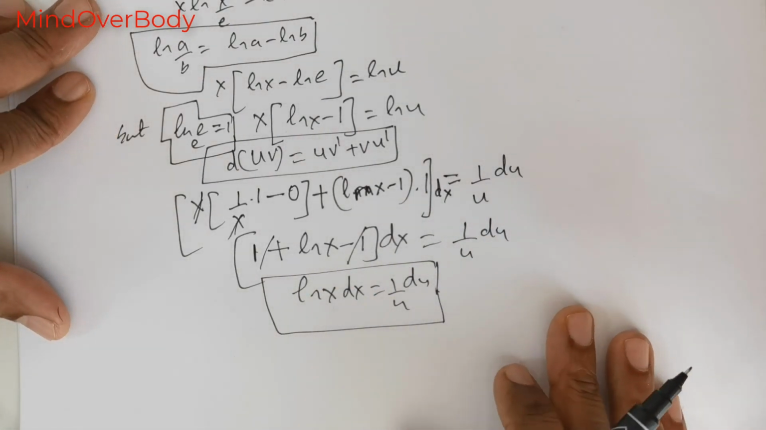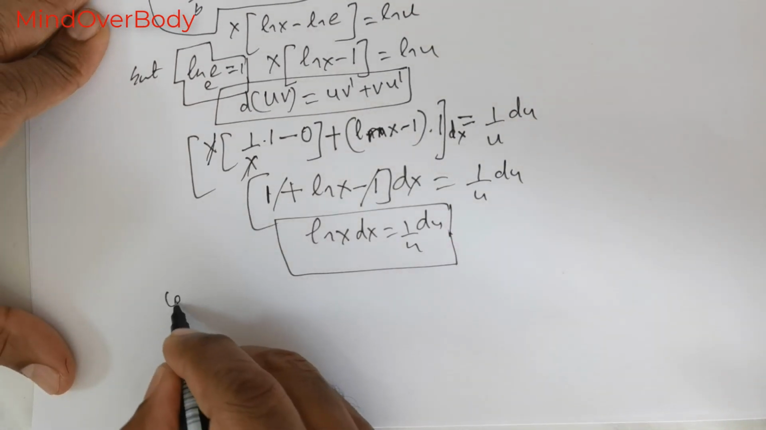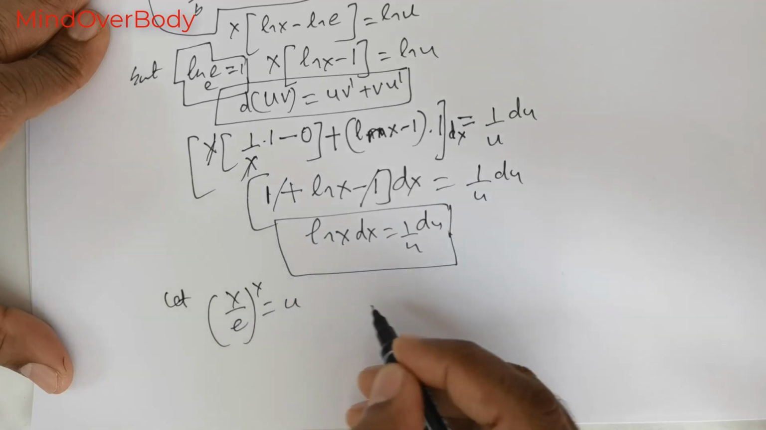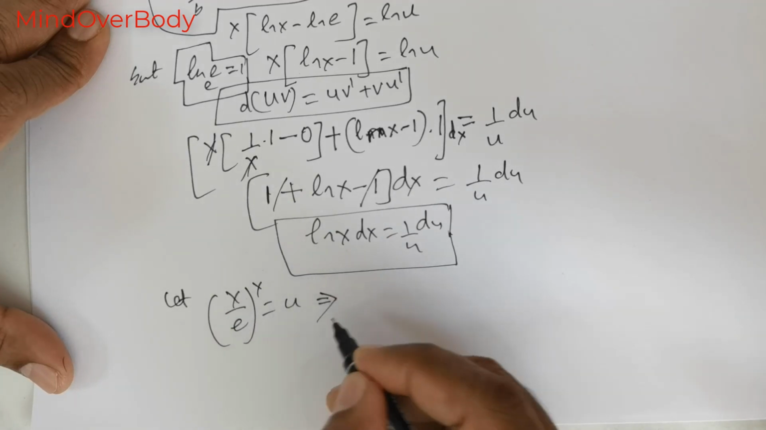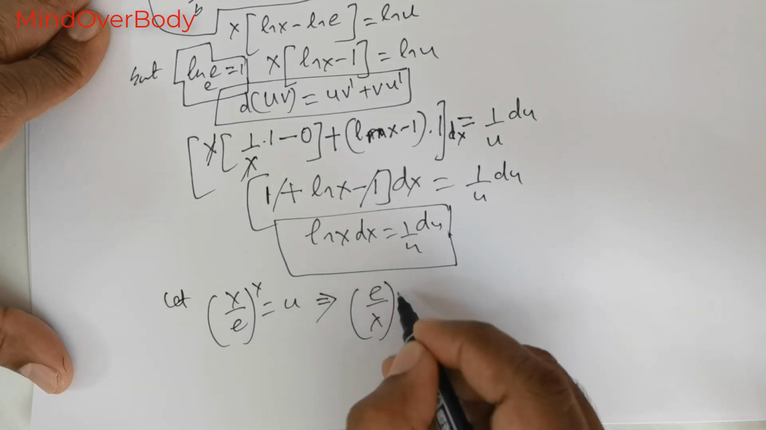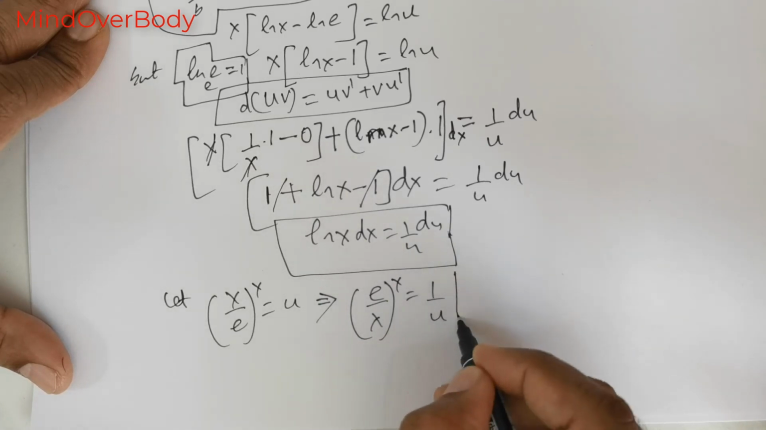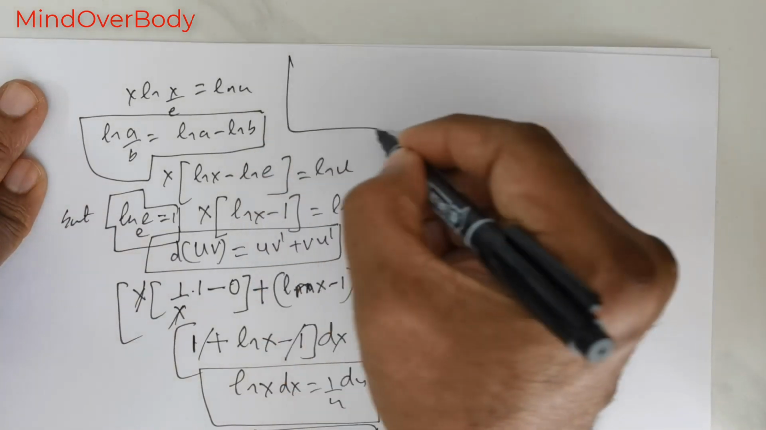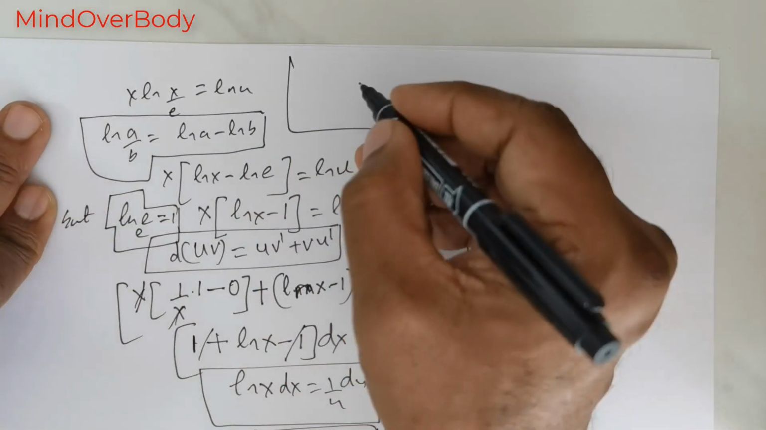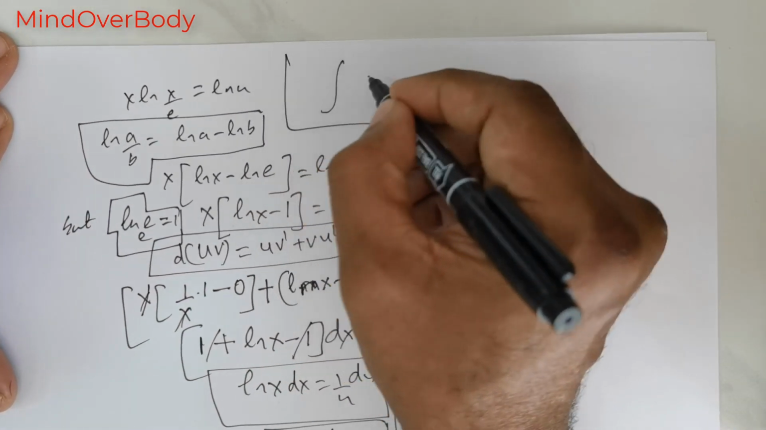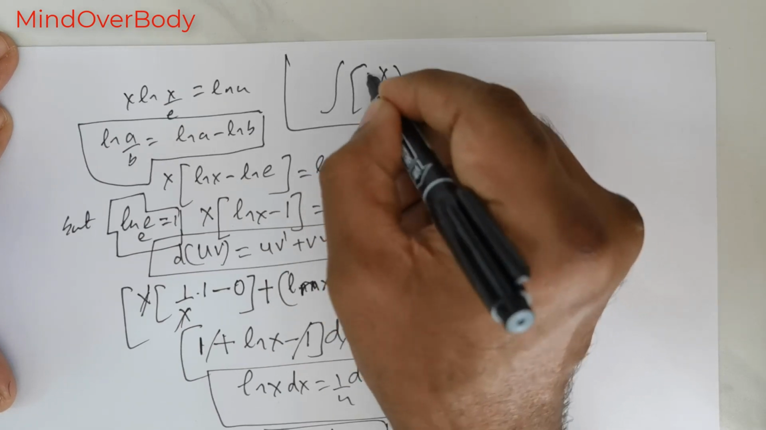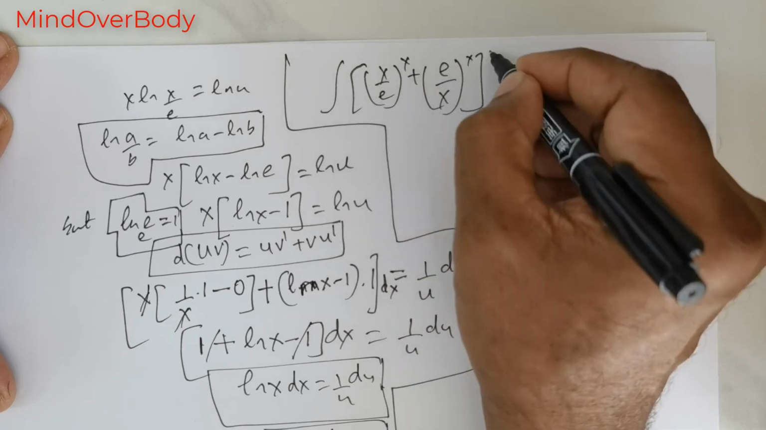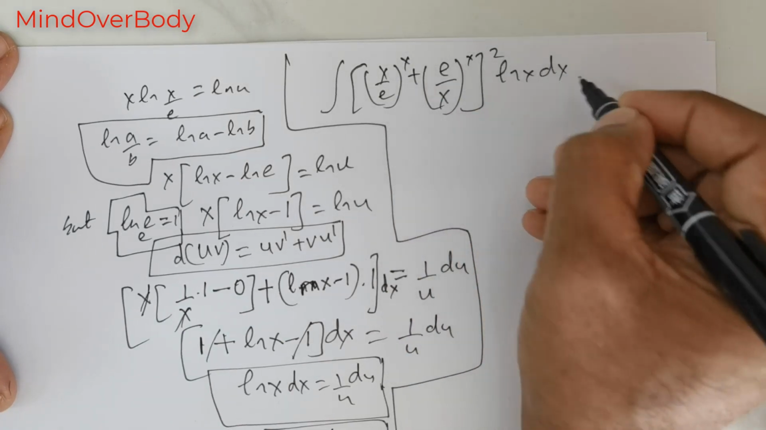Fine. Now if you remember, we have taken (x over e)^x to be equal to u. So from here, (e over x)^x will be equal to 1 over u. Right? So therefore, what is the question? The question is, we are expected to integrate (x over e)^x plus (e over x)^x, the whole thing raised to the power of 2, times ln x dx.